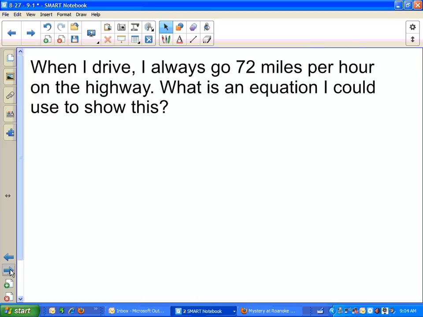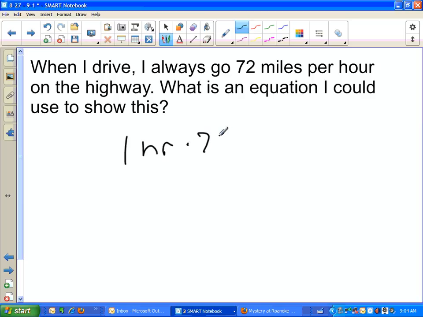All right, so let's look at a problem here we can start with. It says, when I drive, I always go 72 miles an hour on the highway. What is an equation I could use to show this? Well, we're talking about a few different things. We're talking about miles per hour. So we can always just do a simple equation here that says if I'm traveling 1 hour, that's going to be equal to 72 miles. So 1 times 72 equals 72 miles.